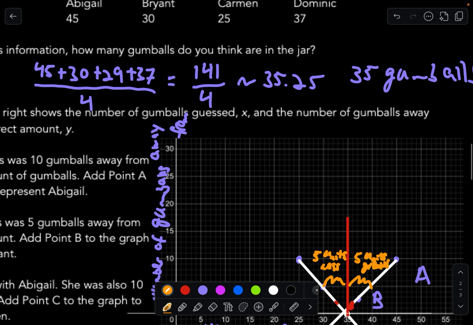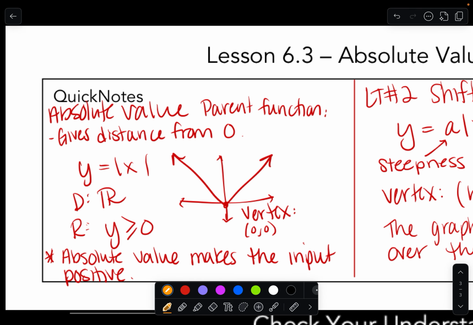Now here are the quick notes. Absolute value function. The absolute value parent function is y equals absolute value of x. Okay? The domain is all real numbers. As you go up to the right, you're going to cover all the positive x values. And if you go up to the left, you'll cover all the negative x values. So the domain, which is all x values, is all real numbers.